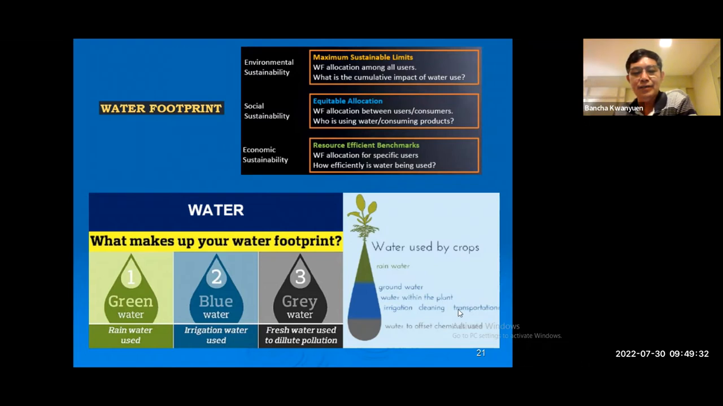Of course, after we produce it, you can have waste, or chemical residue, and we also need some water to balance it. So why was this water footprint concept introduced? It relates to environmental sustainability, social sustainability, and economic sustainability. We try to achieve all of these together, because people realized that when we consume crops or products, we take water with them.